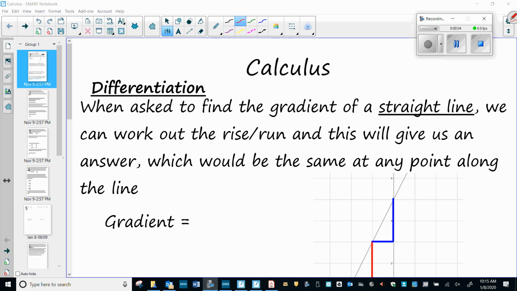Calculus, people freak out about it. It's really not all it's cracked up to be. It is very doable. You just need to not freak when you see the word. Okay. One of the areas of calculus is differentiation.